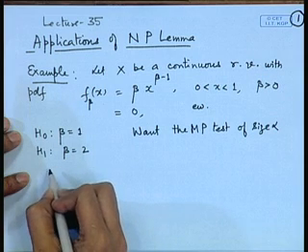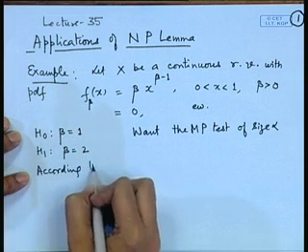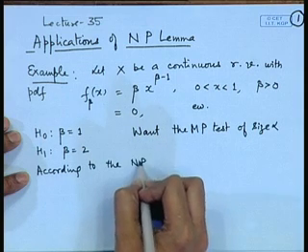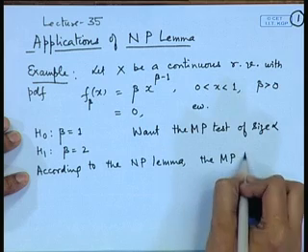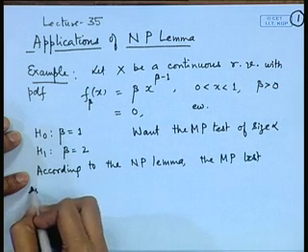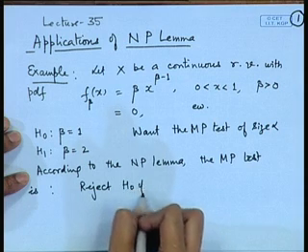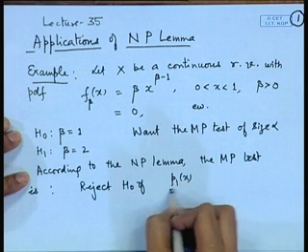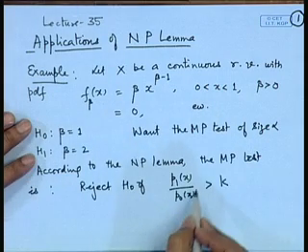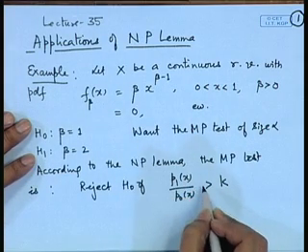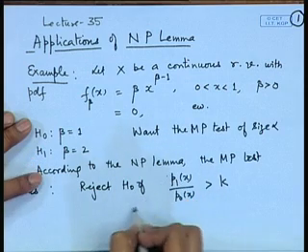So, according to the Neyman Pearson lemma, the most powerful test is: reject H naught if p 1 of x by p naught of x is greater than k. Now, this is the quantity which we can analyze here. What is p 1 and what is p naught here?